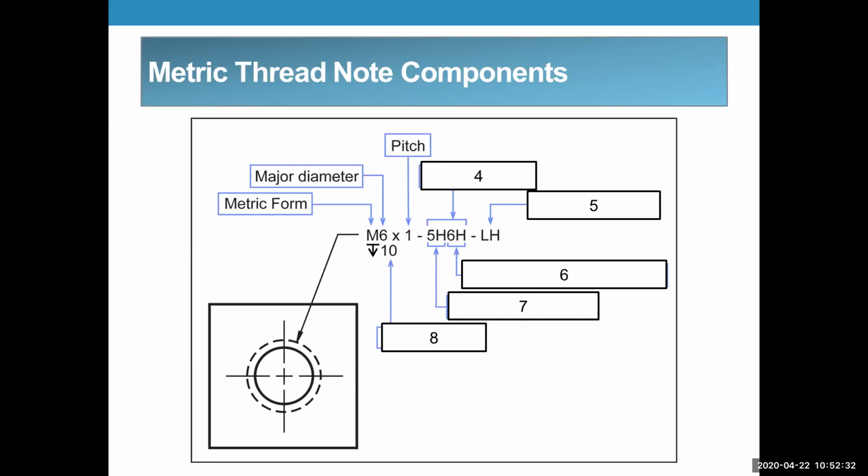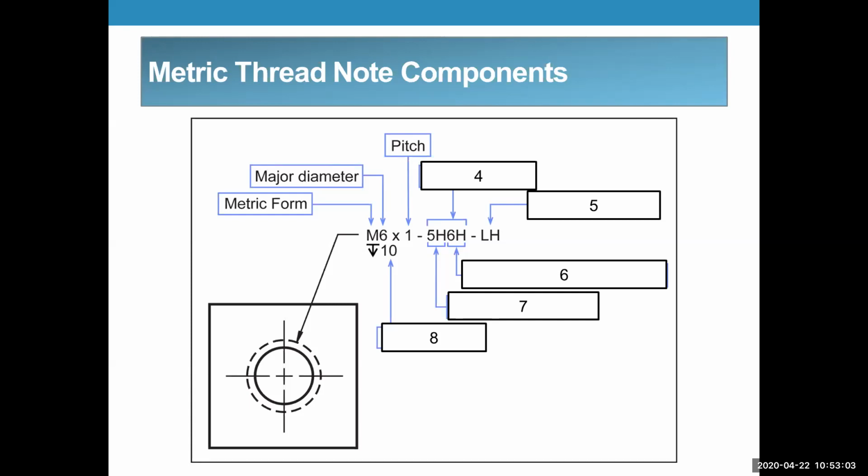The unified talks about threads per inch, right? So in order to determine what the pitch is, you have to take the number of threads per inch and divide that into 1. So you have to take 1 divided by the number of threads per inch to determine what the distance is between crests on that thread form, which is what the pitch is. The metric callout gives you the pitch automatically.